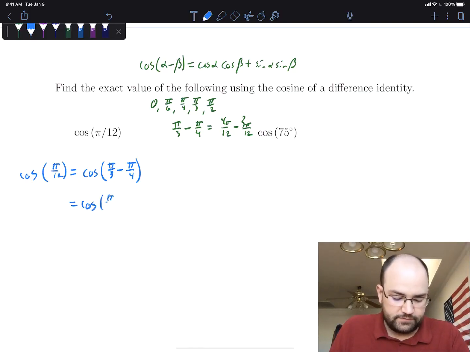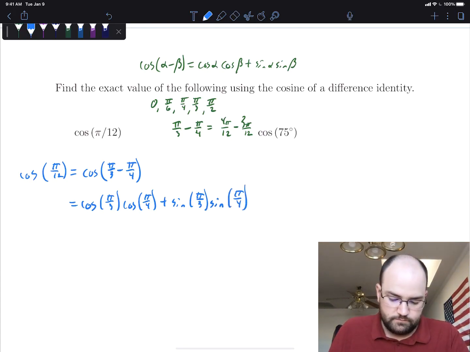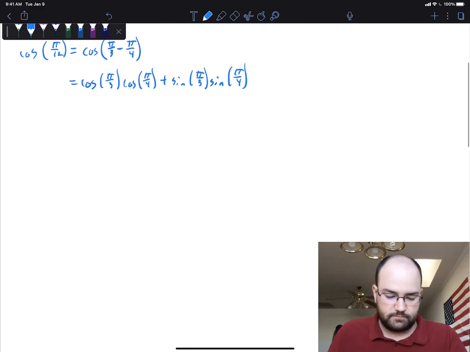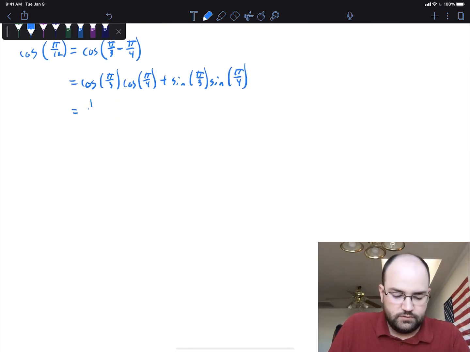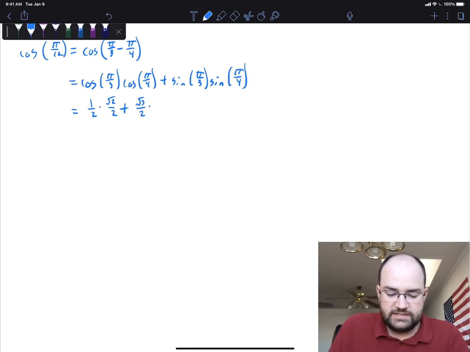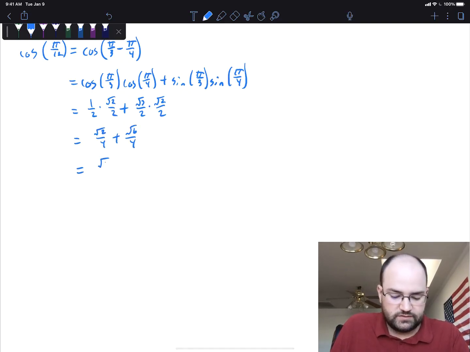Good, and then just use the cosine of a difference identity. So it gives us cosine pi over 3, cosine pi over 4, plus sine pi over 3, sine pi over 4. And then just simplify at that point. Cosine pi over 3 is 1/2. Cosine pi over 4 is root 2 over 2. And then plus sine of pi over 3 is root 3 over 2. And sine of pi over 4 is root 2 over 2. And then multiplying, we get root 2 over 4 plus root 6 over 4. Which, of course, gives us root 2 plus root 6 all over 4.